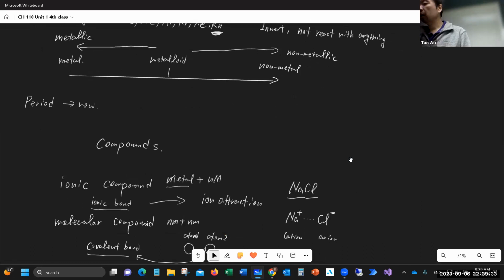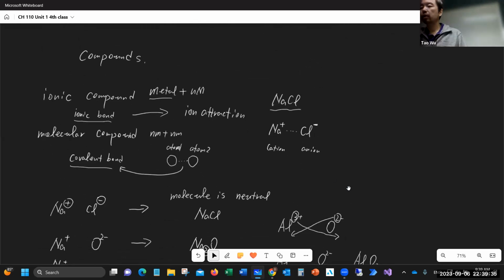And we also talked about bonds and compounds. Compounds can be ionic compounds or molecular compounds. Those are both chemical bonding, but the chemical bond is different. The reason it's called an ionic compound is because it has an ionic bond. The ionic bond is just the positive ion and the negative ion attracting each other. The attraction is what we call the ionic bond.